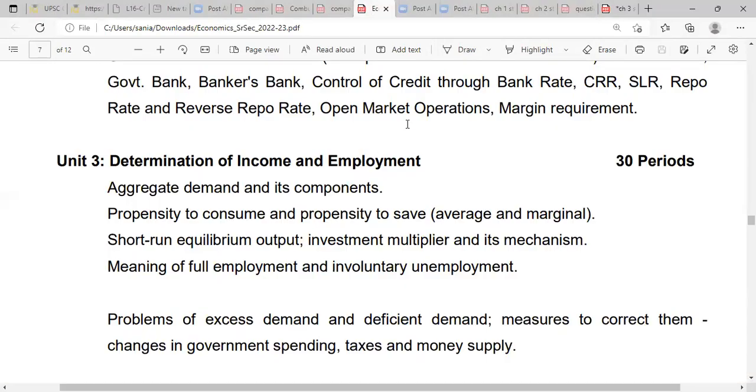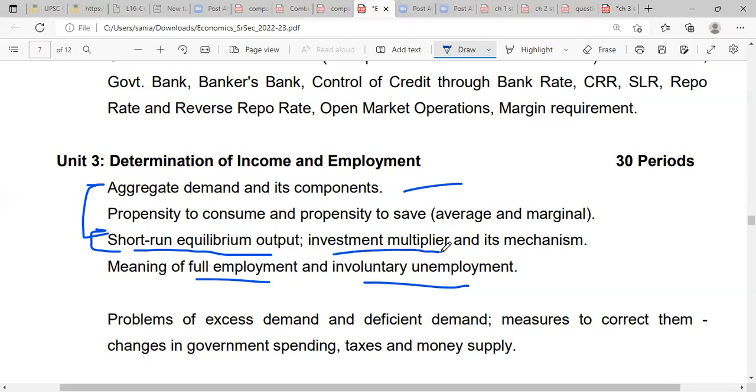Over here, we started with this unit, determination of income and employment. We did aggregate demand and its components, plus propensity to consume and propensity to save, and also full employment and involuntary unemployment. So today we'll be starting with short run equilibrium output, and then in the next class we'll be doing this.